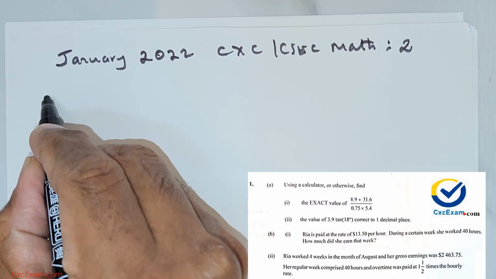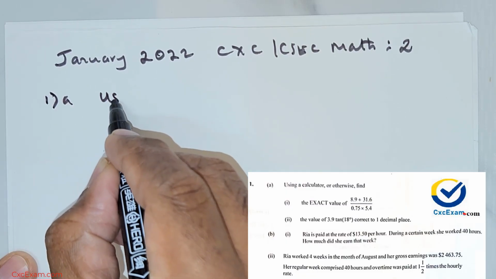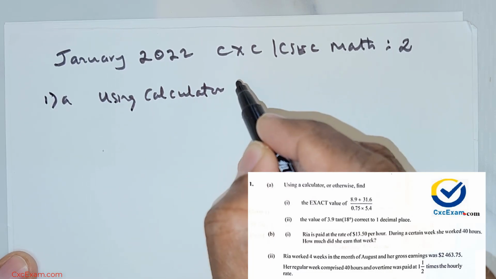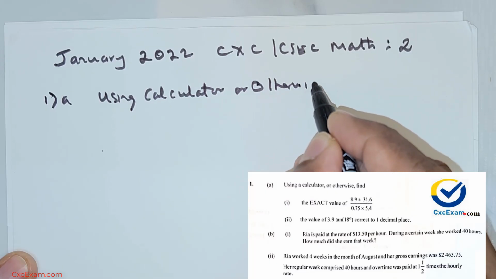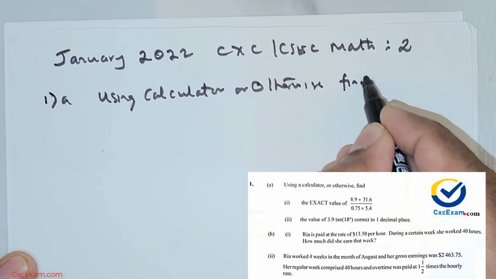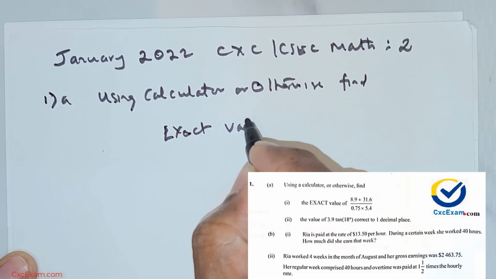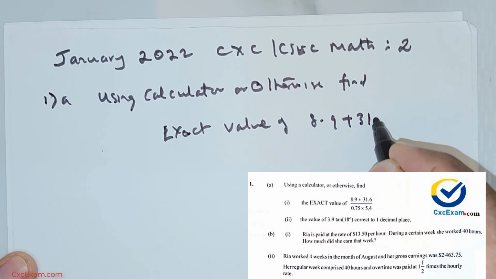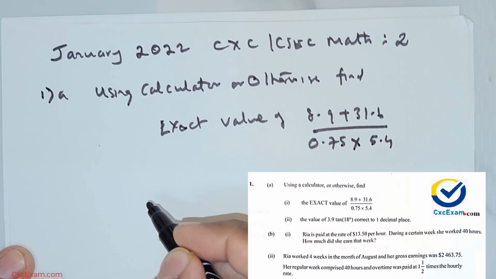Foremost, we have this question: using a calculator or otherwise, we are asked to find the exact value of 8.9 plus 31.6 divided by 0.75 multiplied by 5.4.